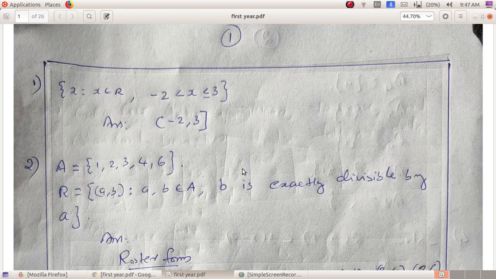Let us solve the question paper for plus 1, 2023. First question.